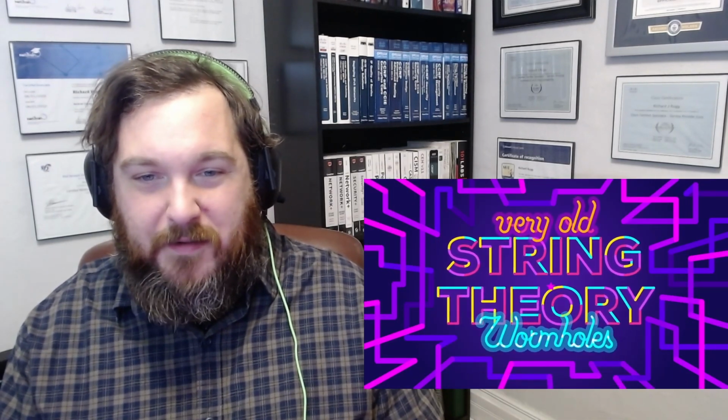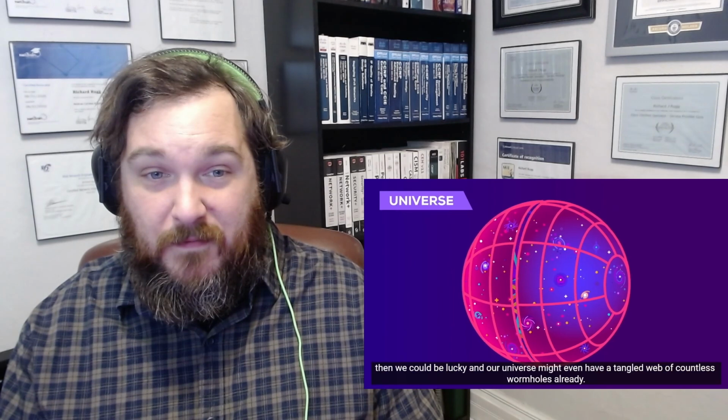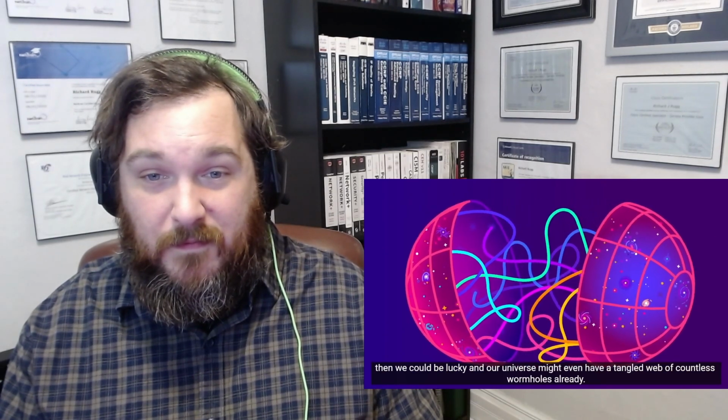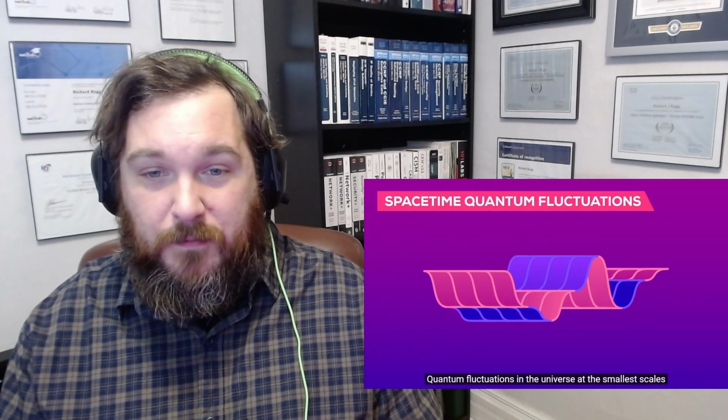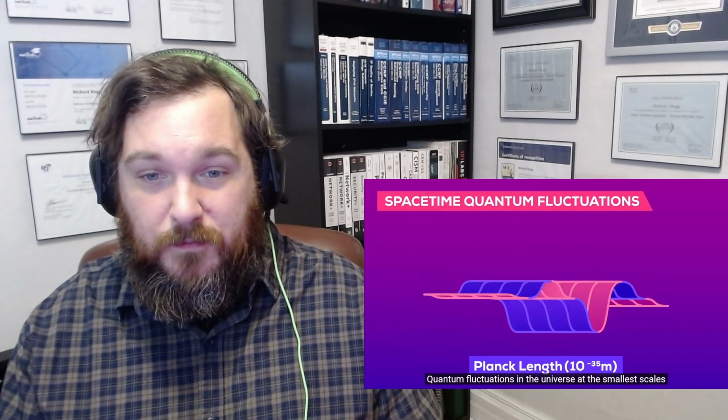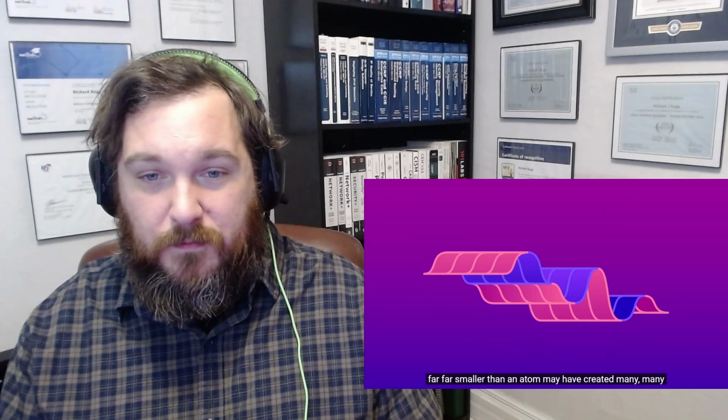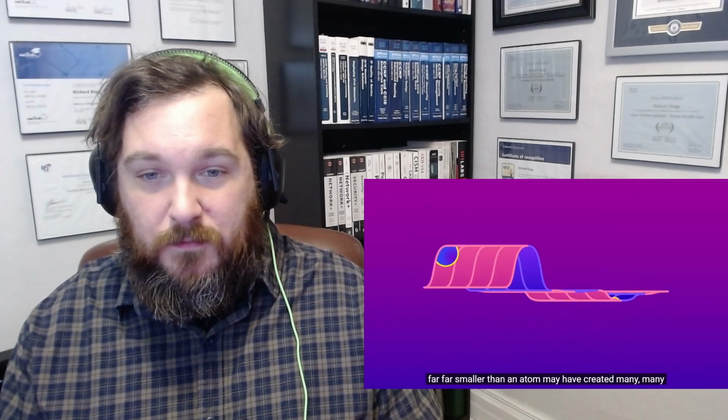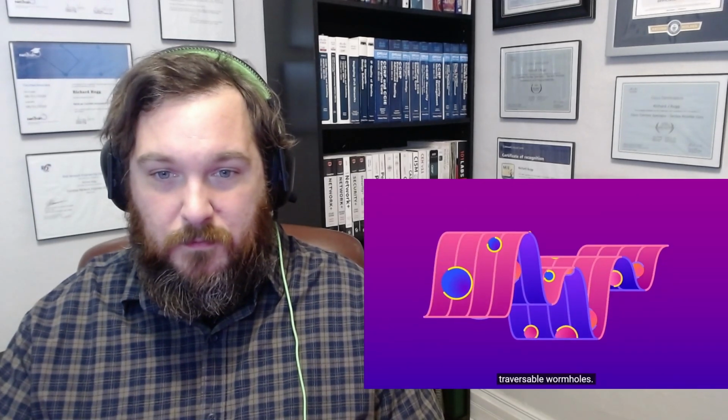Very old string theory wormholes. Its variations is the string theory is insane. If we could be lucky, our universe might even have a tangled web of countless wormholes already. Shortly after the Big Bang, quantum fluctuations in the universe at the smallest scales, far, far smaller than an atom, may have created many, many traversable wormholes.